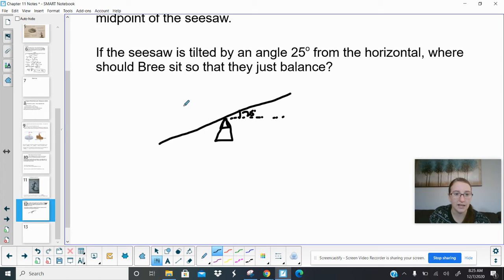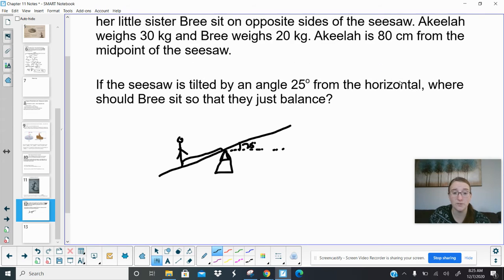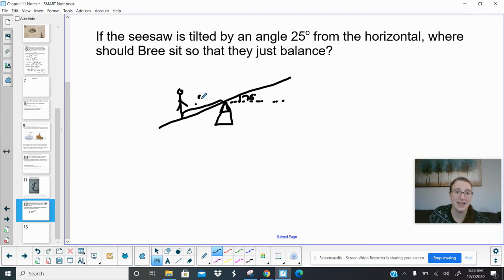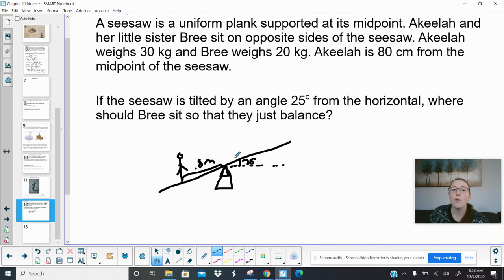So Aquila is sitting, I'm going to go ahead and draw this kind of poorly, but here's Aquila. She is sitting 80 centimeters away. What is that in meters? It's going to be 0.8 meters away from the midpoint. And she weighs, again, 30 kilograms. We want to know where Bree should sit to balance this.